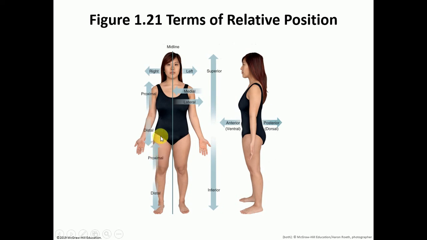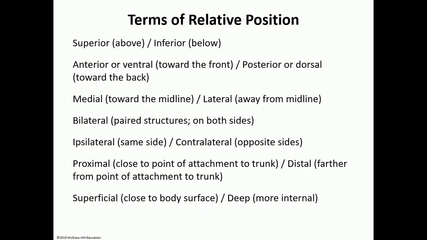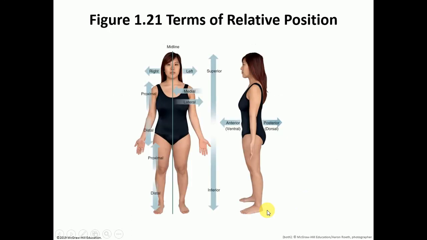I want to make sure I didn't miss anything. Oh, superficial and deep. So superficial is closer to the body surface, while deep is internal, okay, is deeper. So if you compare, say, your skin to the liver, which one is superficial and which one is deep? Obviously, the skin is going to be superficial and the liver is a deep organ.